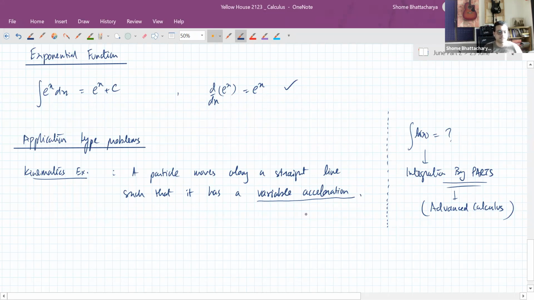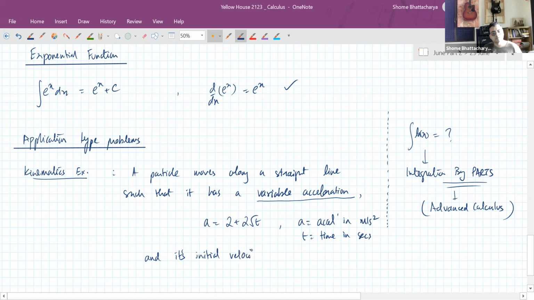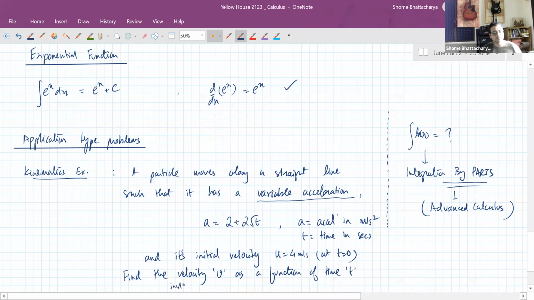So suppose it has a variable acceleration given by the expression a is equal to 2 plus 2 root t, where a is acceleration in meters per second square and t is time in seconds. And it is also given to us that its initial velocity u is equal to, let us say, 4 meters per second at time t equal to 0. So now from this information we want to find out the instantaneous velocity v as a function of time. Okay. So basically this is the instantaneous velocity, you can say.